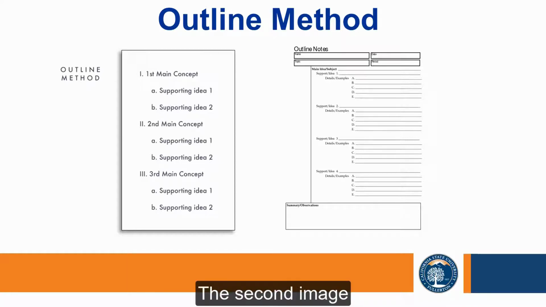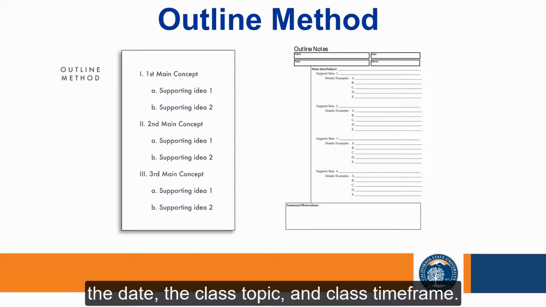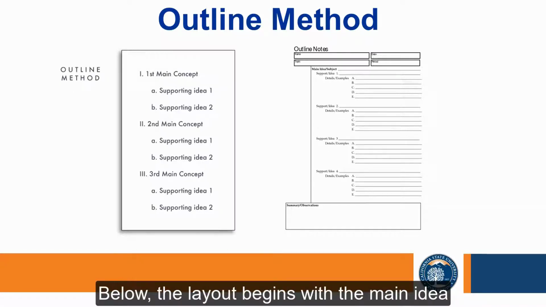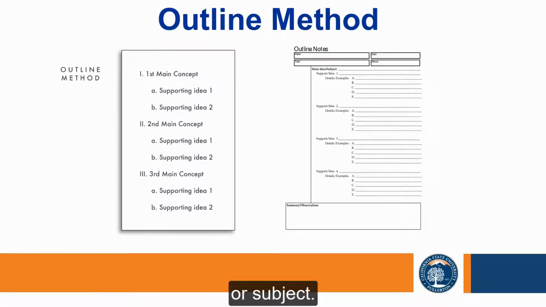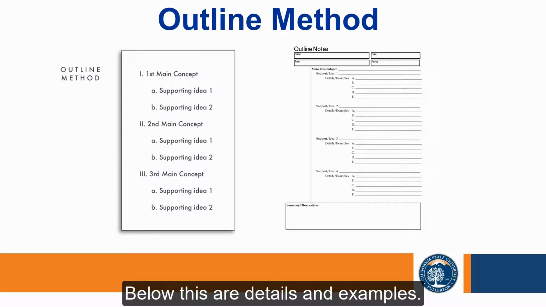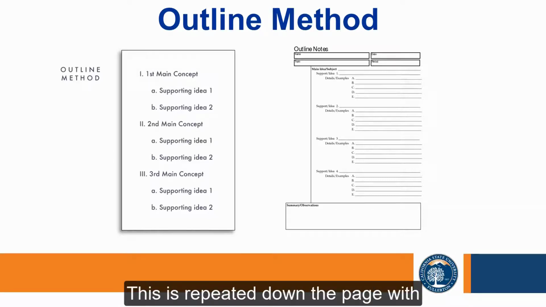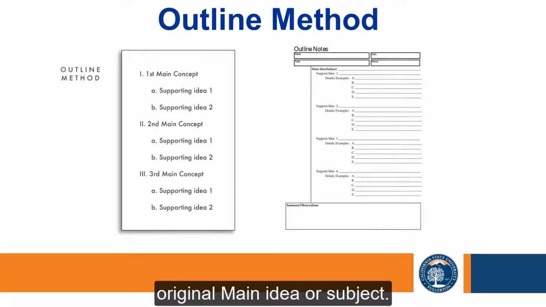The second image is a more detailed example including a heading layout of your name, the date, the class topic, and class timeframe. Below, the layout begins with the main idea or subject. Below the main idea is the first support or idea. Below this are details and examples. And below the details and examples are letters A through E as supporting information. This is repeated down the page with additional support ideas under the original main idea or subject.